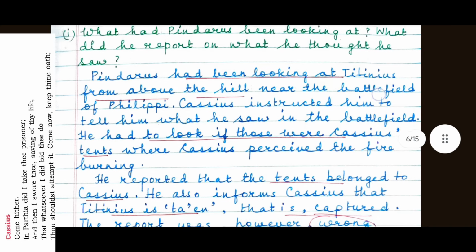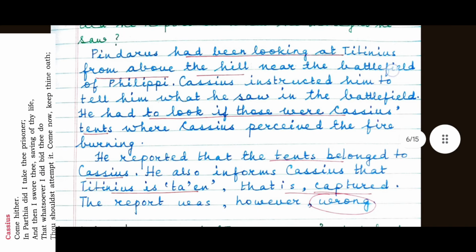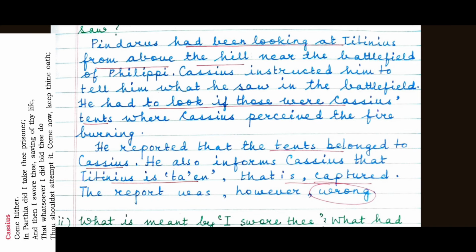Next, what did he report on what he thought he saw? He reported that the tents belonged to Cassius. He also informs Cassius that Titinius is taken, that is captured. The report was, however, wrong.